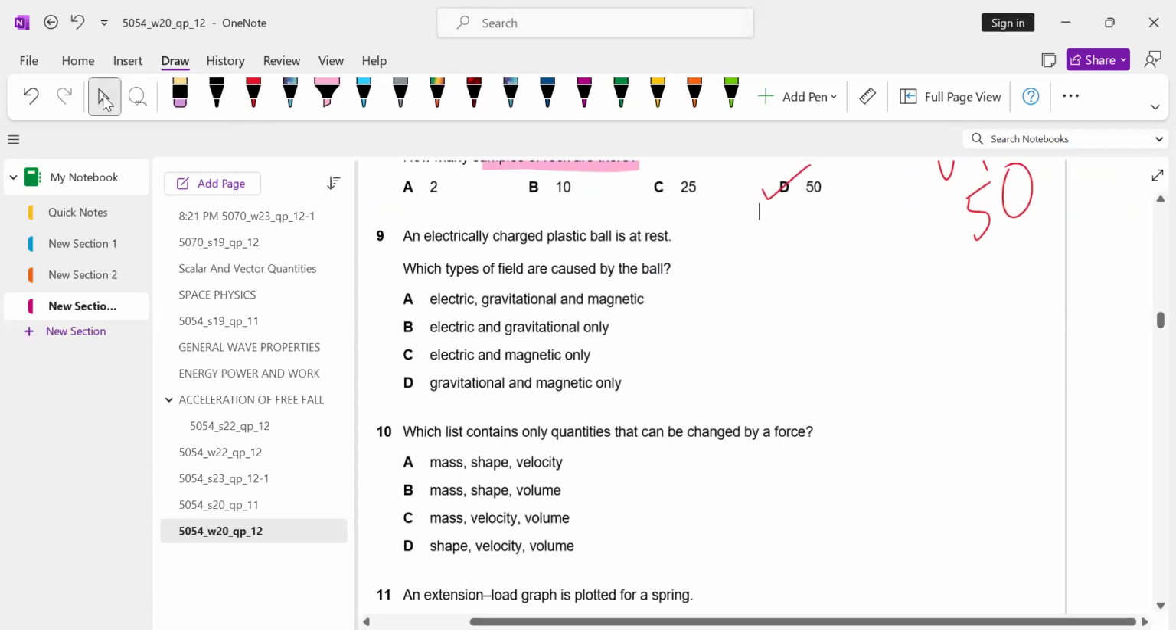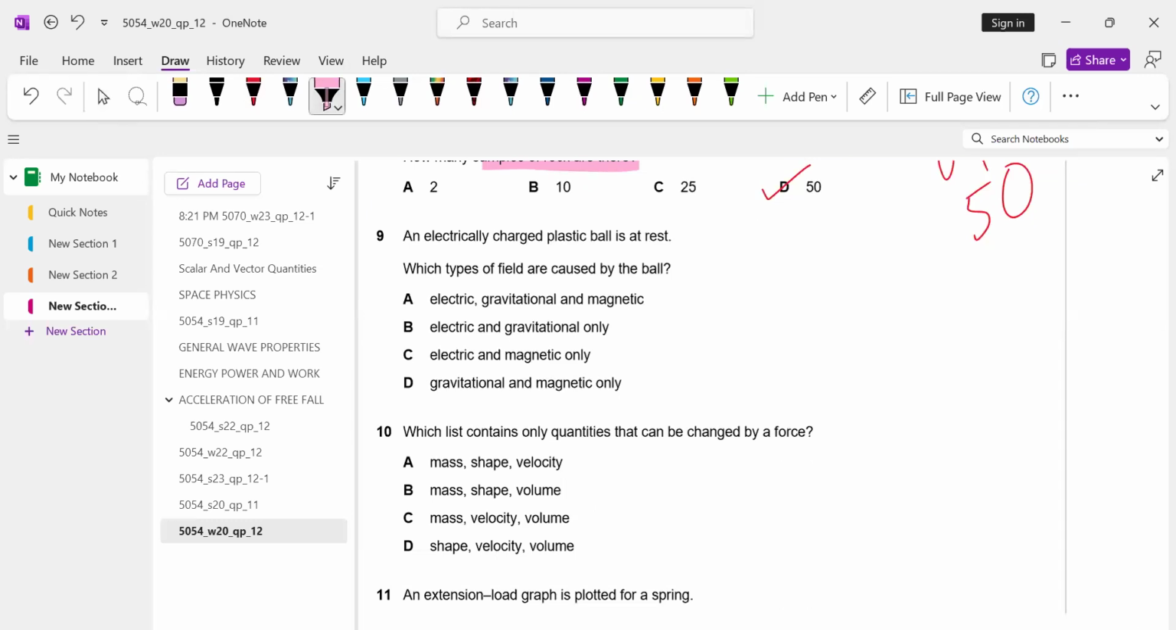Then question number 9. An electrically charged plastic ball is at rest. Which types of field are caused by the ball? Okay, the ball is charged as well as at rest. So the ball has mass and it is charged. So electric and gravitational fields only. So B is the correct option.